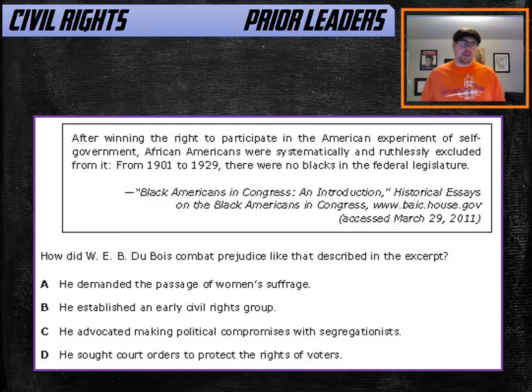So when you're looking at the prior leader questions, W.E.B. Du Bois, Ida Wells, Booker T. Washington, they'll probably come up. You need to know that Booker T. Washington is most closely associated with education. You need to know that Ida B. Wells is most closely associated with not only equality for African Americans, but also for women. And you need to know that W.E.B. Du Bois has a large role to play in forming those organizations like the NAACP that would fight for civil rights in the 50s and 60s.